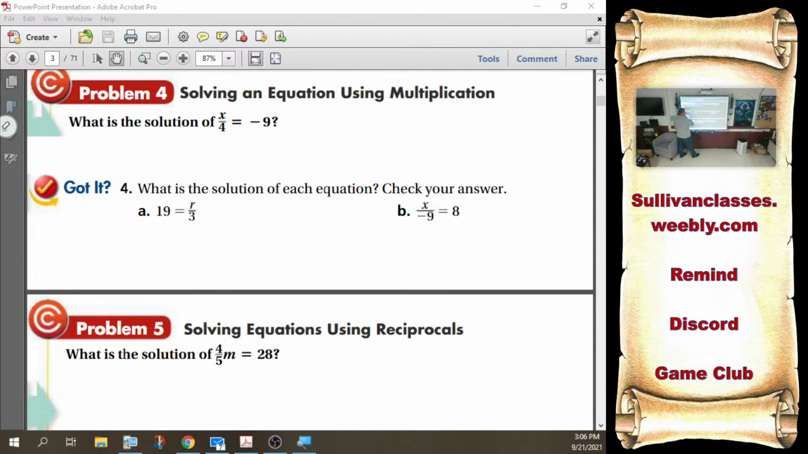Suppose I didn't do the one before. I just thought there was numbers there. What does this say? X over 4. But what operation is that? Division. So I undo divide with multiply.